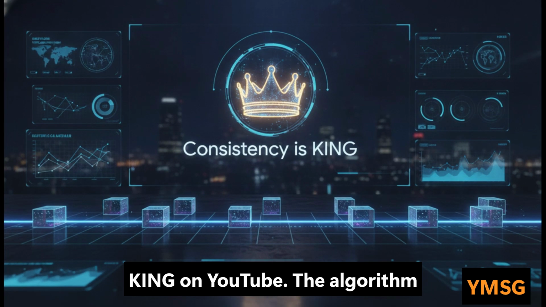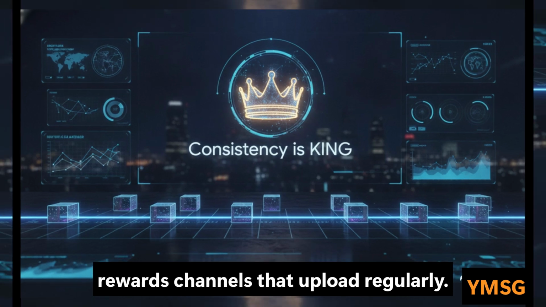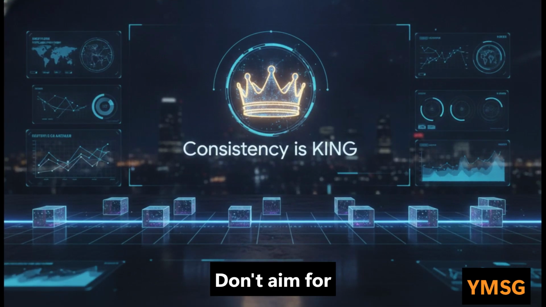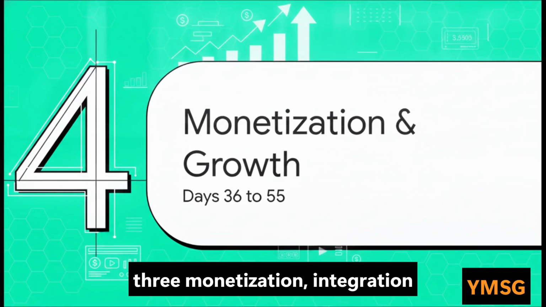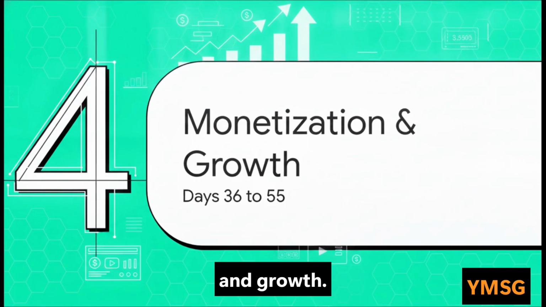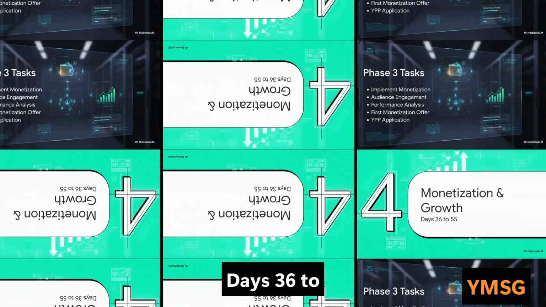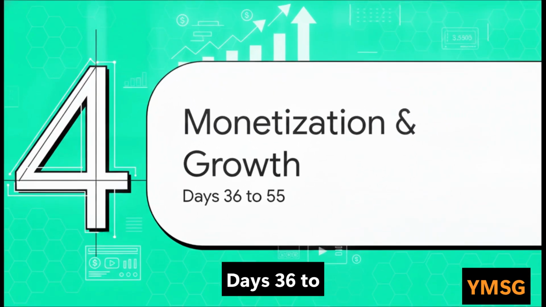Consistency is king on YouTube. The algorithm rewards channels that upload regularly. Don't aim for perfection, aim for consistent progress. Phase 3, monetization, integration, and growth. Days 36 to 55.